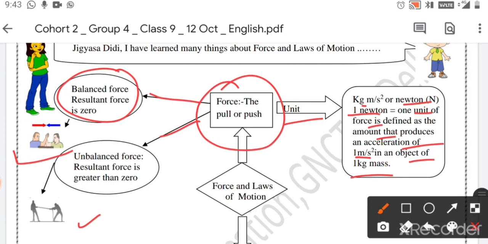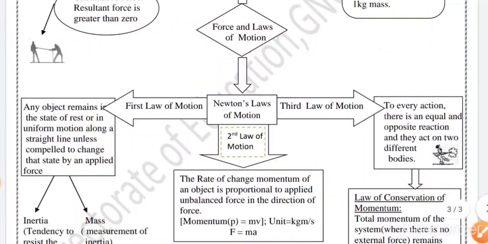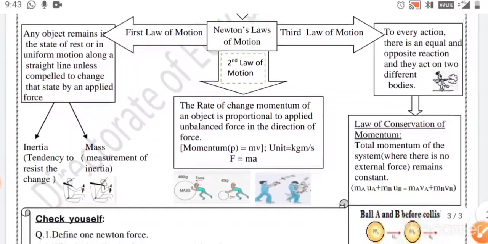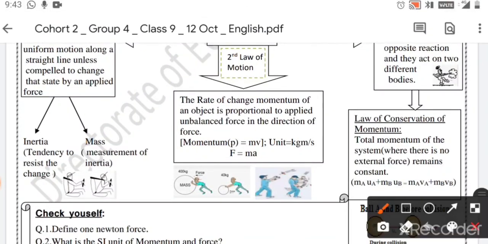Now the laws of motion, force and the laws of motion, how are they connected? We have to study Newton's laws of motion for this. So the first law of Newton says that any object remains in the state of rest or in uniform motion along a straight line unless compelled to change that state by an applied force. So we need an applied force. This is inertia, the tendency to resist the change, and we can say that mass is the measurement of inertia.